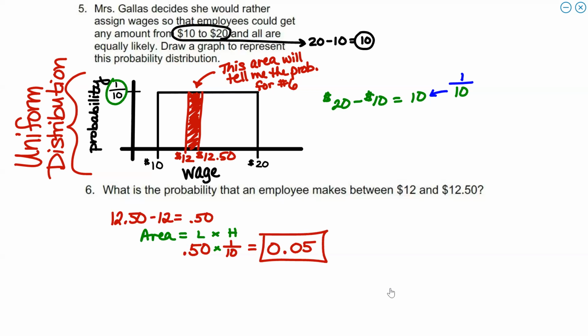If you were to tell me that as a percent, what's the probability as a percent that an employee makes somewhere between 12 and 12.50? 5%. 5% probability that they make between 12 and 12.50.